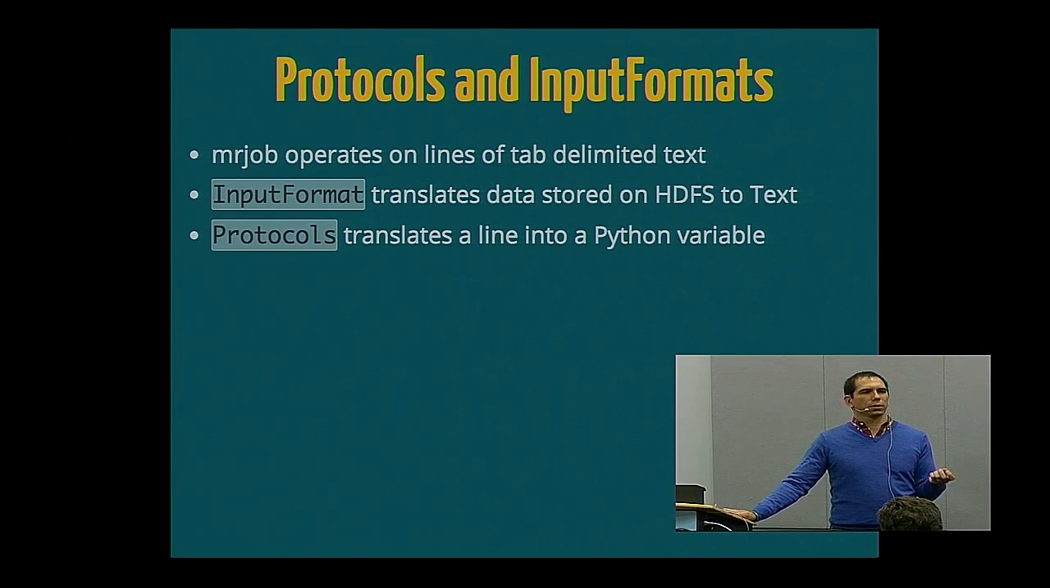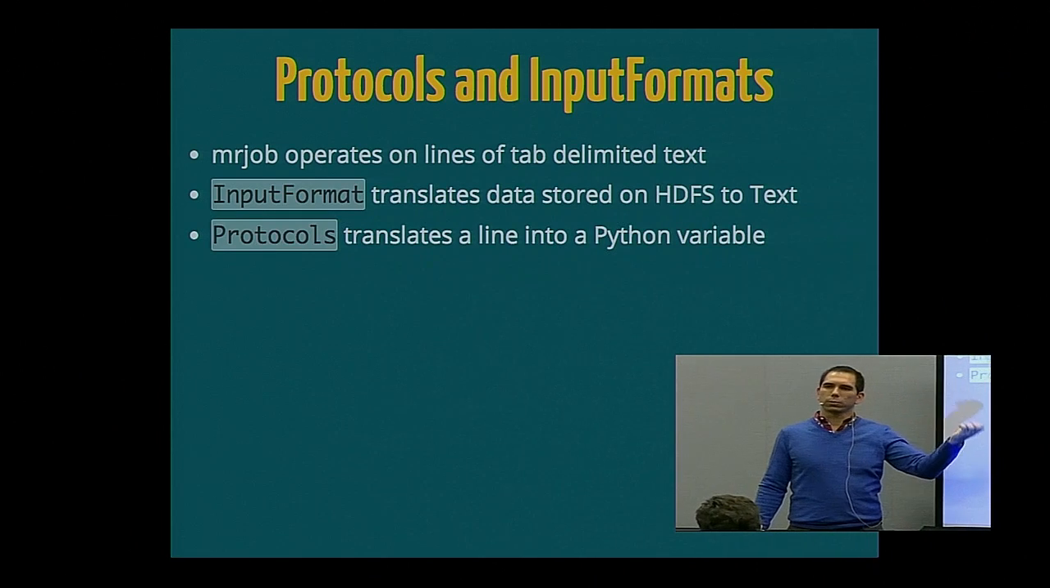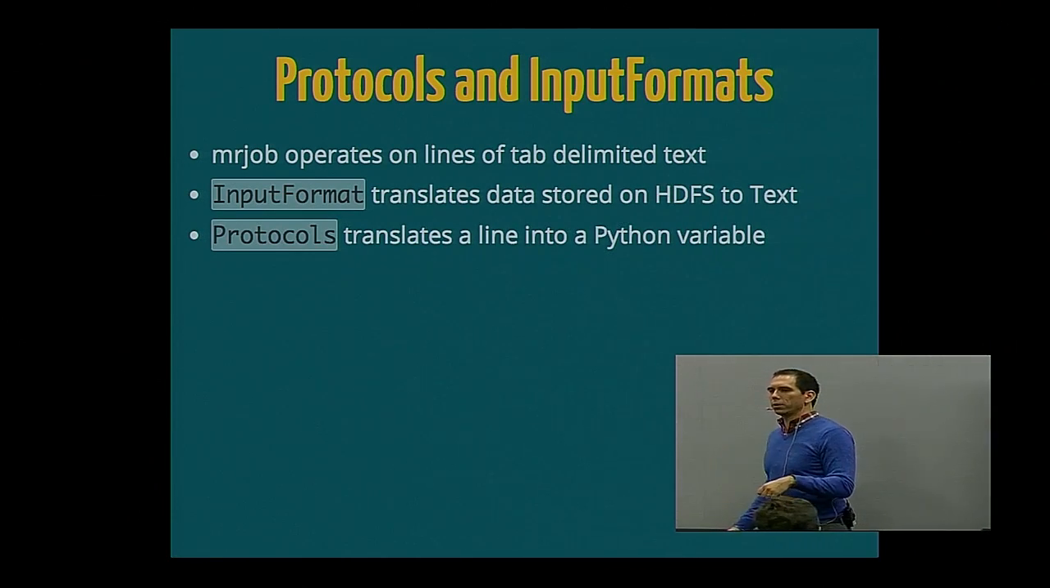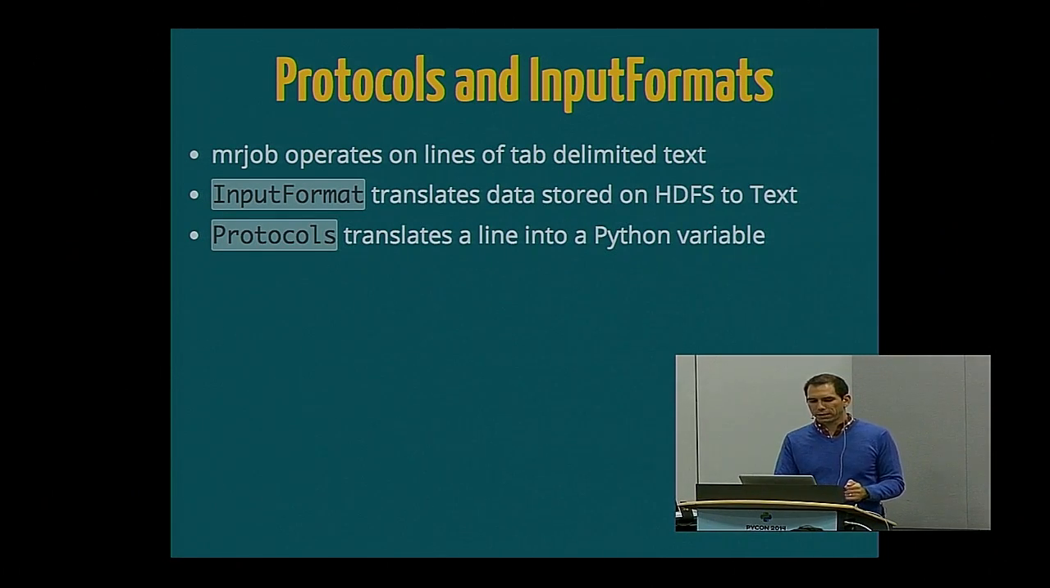If you guys have heard of sequence files or Parquet, the columnar format for Hadoop, that's what input formats do. In Java, they'll read data off disk and translate it into text. For our protocols in mrjob, those are just reading the text and translating that into a Python object. Does that make sense? Any questions on this?